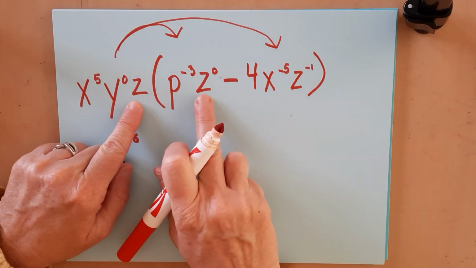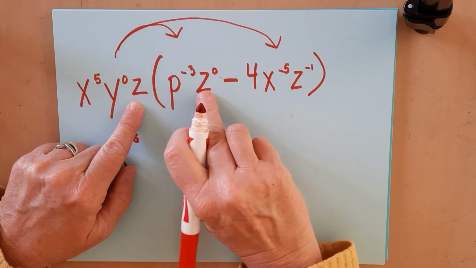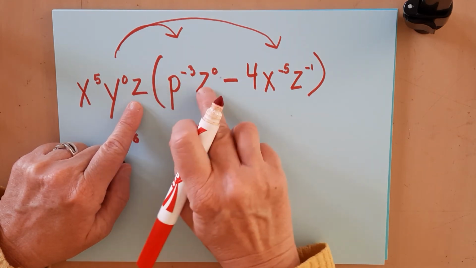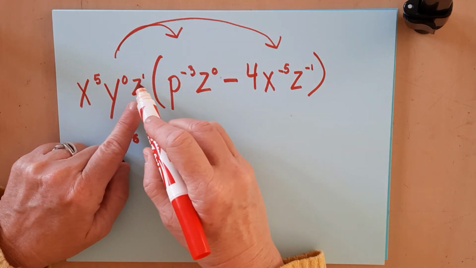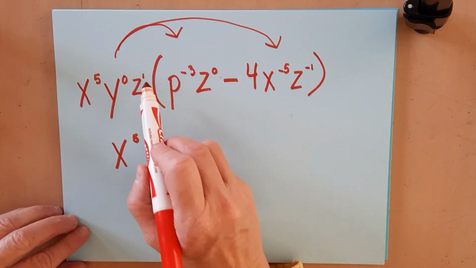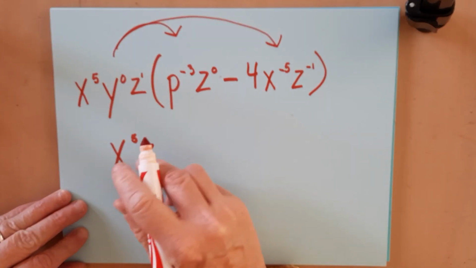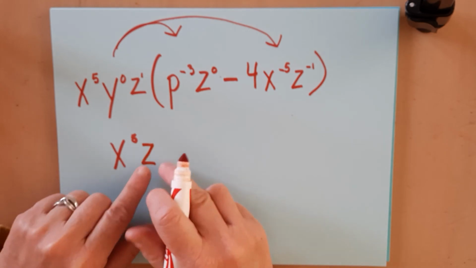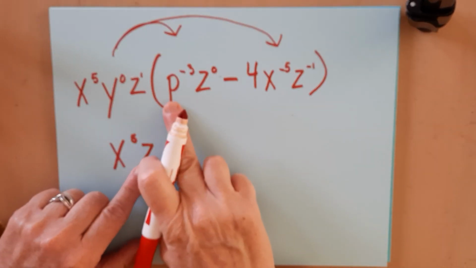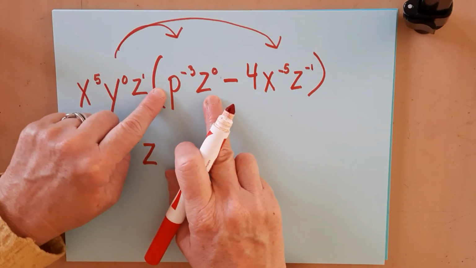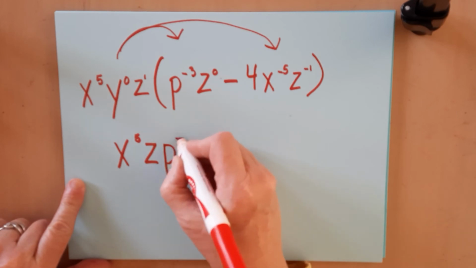Now we have z times z to the 0. Be very careful here. Sometimes when people multiply the bases with a 0, they think it becomes 0, but it doesn't, because z by itself is really z to the 1. 1 plus 0 is 1. So this equals x to the 5th times z. You could put the 1 up there, but you don't need to. And now the only thing left to multiply is this p to the negative third. There are no p's right here, so it stays p to the negative third.